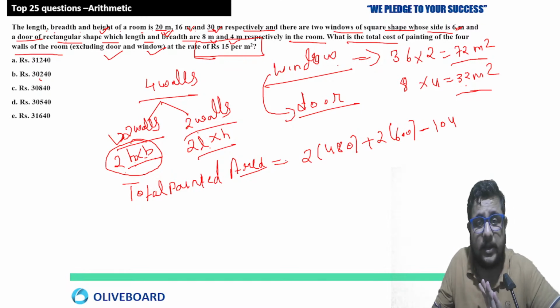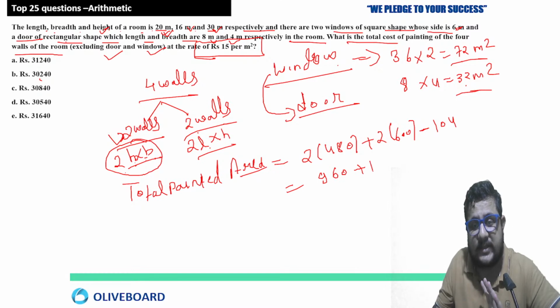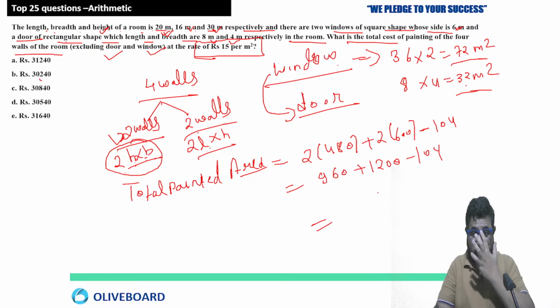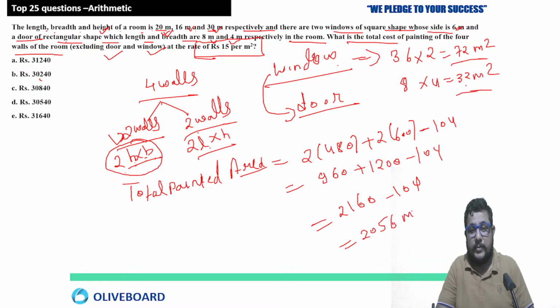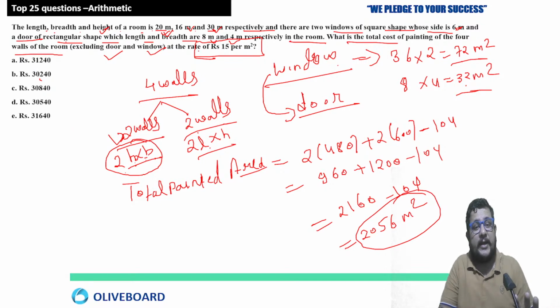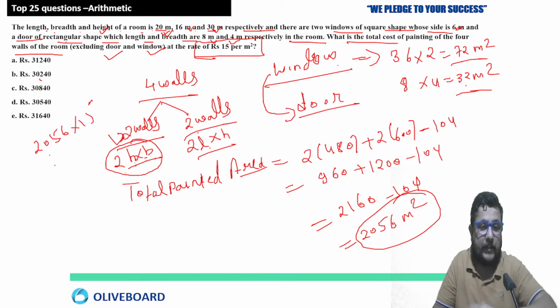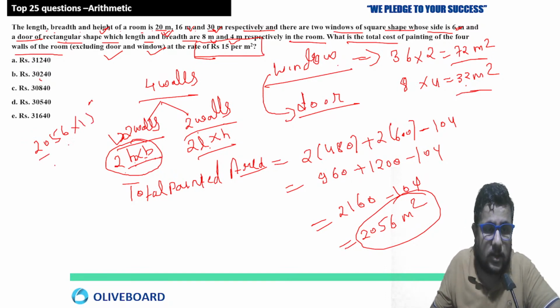Clear to all of you? Now 2 into 480, 960, plus 2 into 600, 1200, minus 104. Clear? So 2160 minus 104. So the painted area is going to be 2056 meter square. Now the per area rate you know, 15. So 2056 multiply 15. How will you multiply? Just multiply 10 here. So 10 means 20,560, plus multiply 5 means half of that.